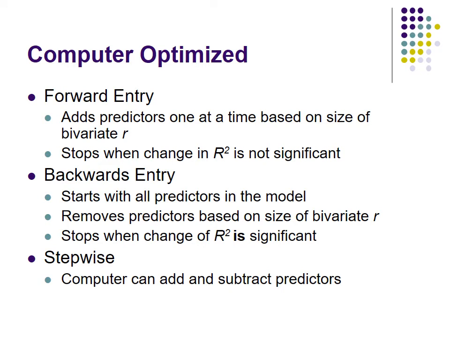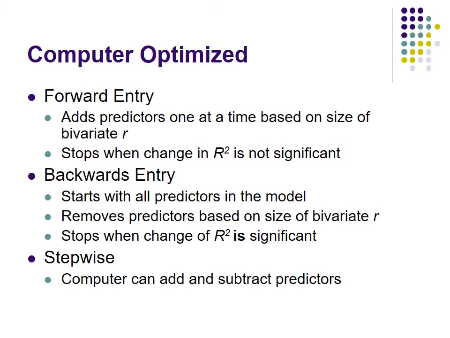So computer optimized includes forward entry, which adds predictors one at a time based on the size of the R. So it basically does univariate, bivariate R's for every individual predictor. Then based on the size, it will add the biggest predictor individually first, and then start adding sequentially each next variable, asking does it add to the prediction. And it does this until it finds a change in the R squared is not significant. Now the problem with this is that occasionally it will miss a significant predictor down the line.